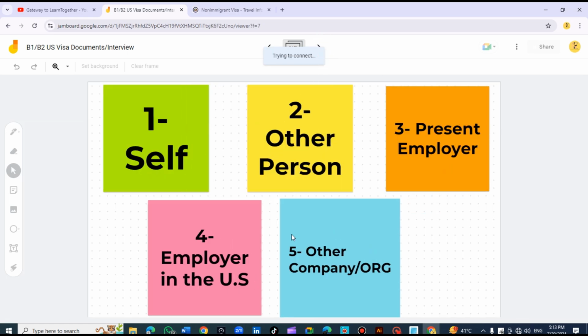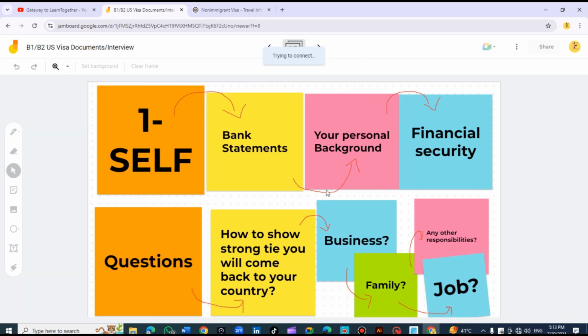So these are five options I have separately mentioned once again: self-paid trip, other person is paying for your trip, your present employer is paying, employer in the US maybe, or other company or organization. So let us discuss situation one. For example, if you choose self, you say I am paying myself for this visit to the US, which means there is a very high probability of rejection of the visa.